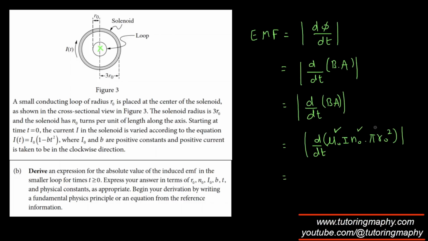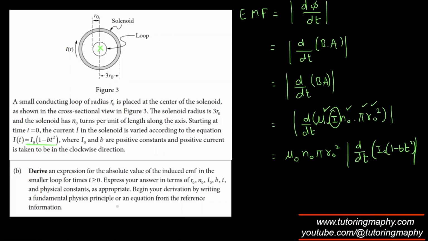Now, mu naught, n naught, pi, r naught squared, these are all constants. So that is going to come out because it has no job inside the derivative. So this is how it's going to look. And we have to take the derivative of I, which is a function of time. It's I naught times (1 minus b t squared). All right.